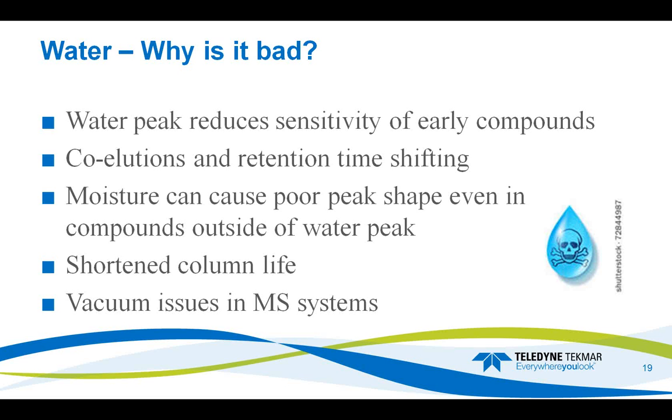Moisture will affect our peak shape, even in compounds that are outside of our water peak. So once that water is introduced into the system, it starts to wreak havoc on all of our compounds. Water also will shorten the column life of your GC column and can cause vacuum issues if you're using a mass spectrometer.